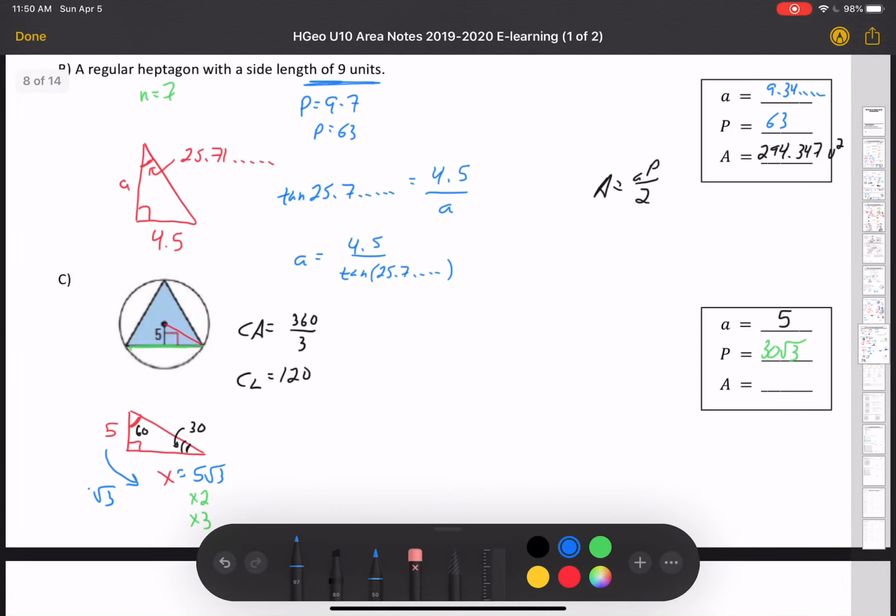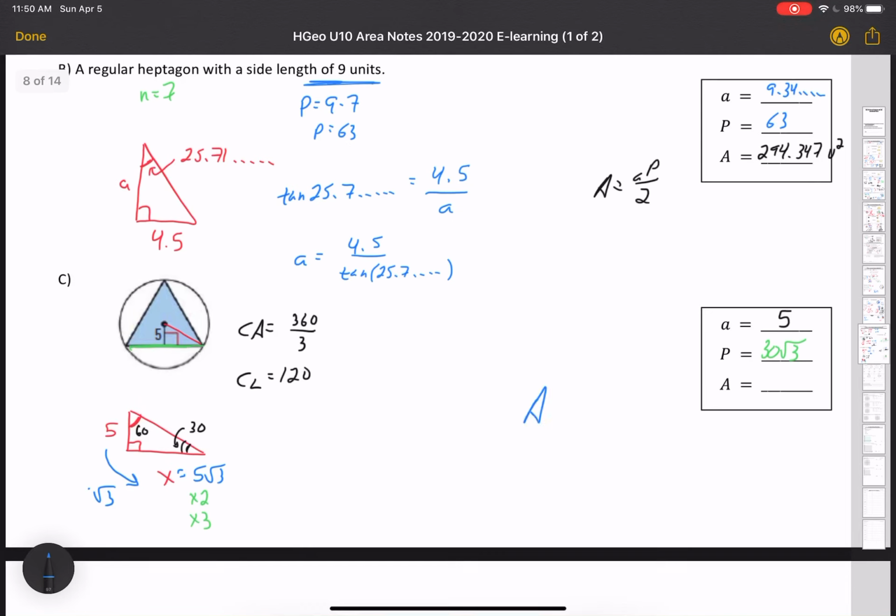Let's wrap this up. So area is going to be apothem times perimeter divided by 2. So 5 times 30, that's 150. Divide that in half. So the area is going to be 75 square roots of 3.